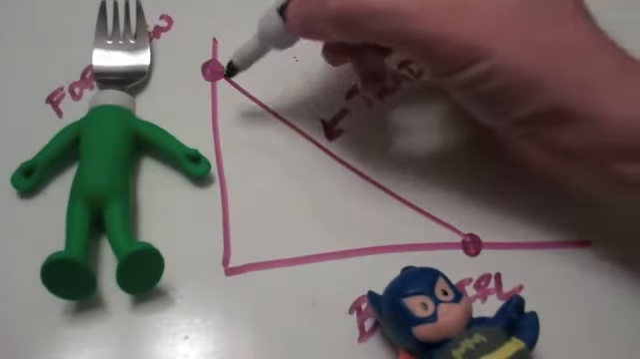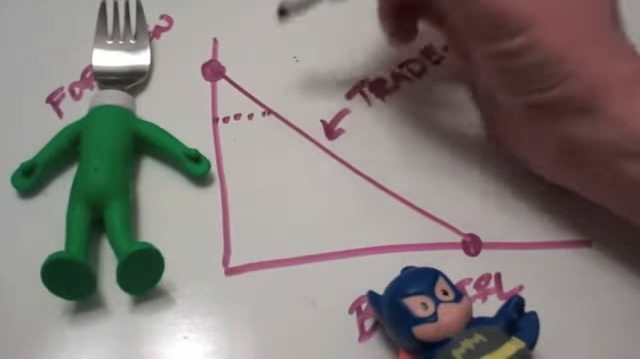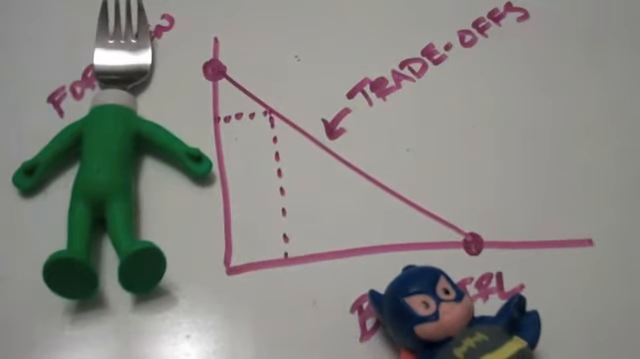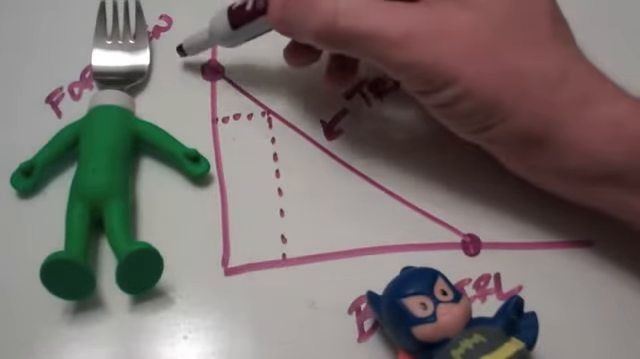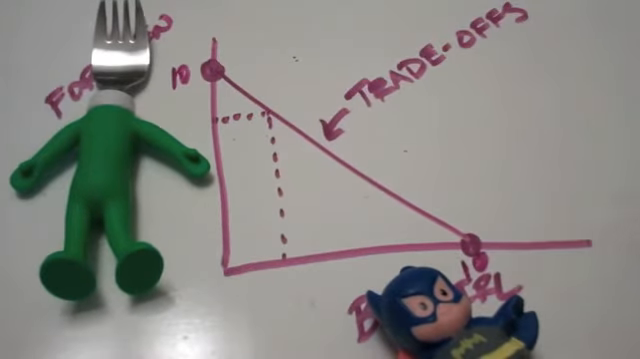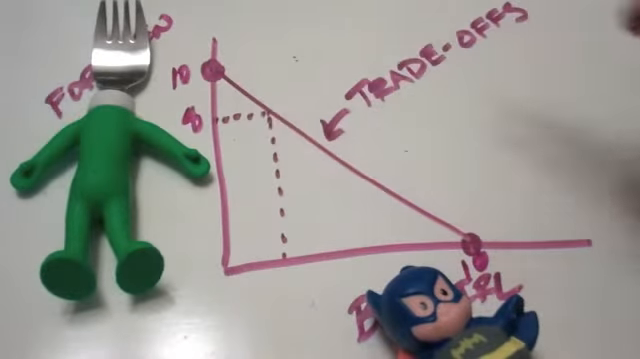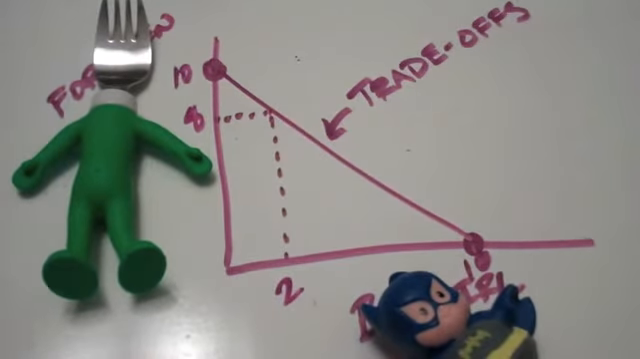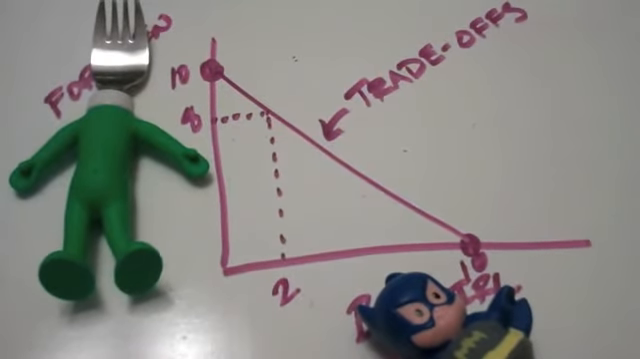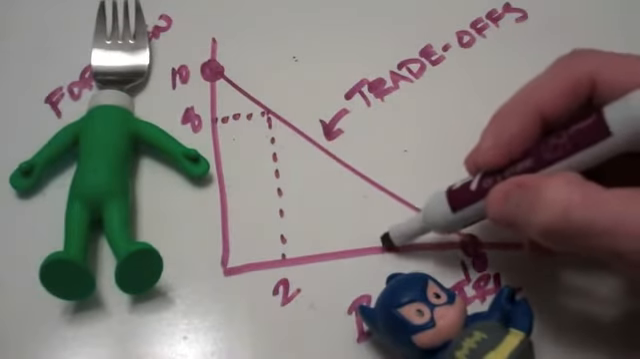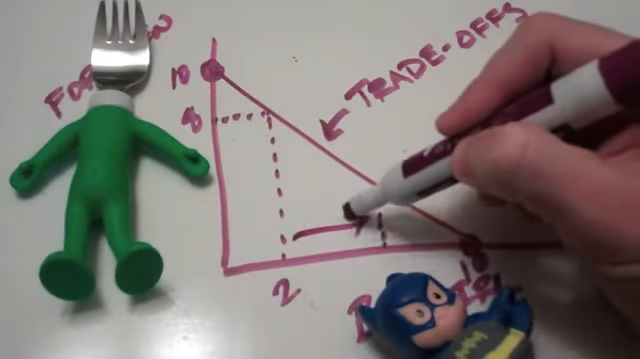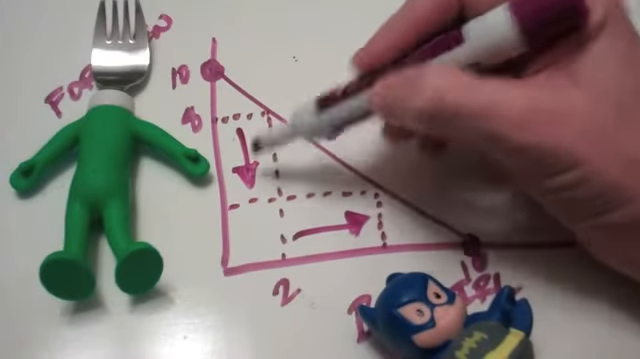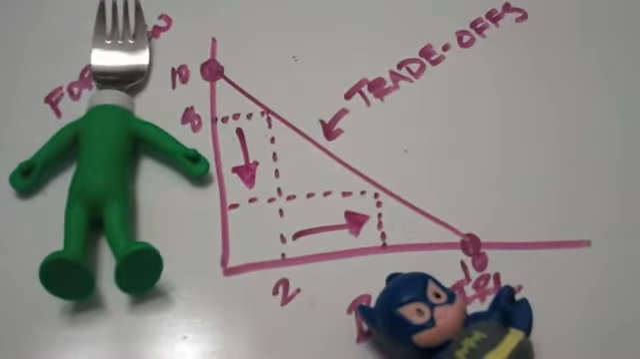So what this line shows is that when we produce some of each, we have to give up the ability to produce something else. So like if originally we were making 10 and 0, if we were going to make 8 forkmen, that means we now have the ability to make 2 Batgirls. If this was a 1-for-1 trade, we're keeping things simple here. All right, and if I wanted to make more Batgirls, increasing the production of Batgirls, I have to give up something. In this case, it will be the production of forkmen, because I cannot continue the mass production of both.